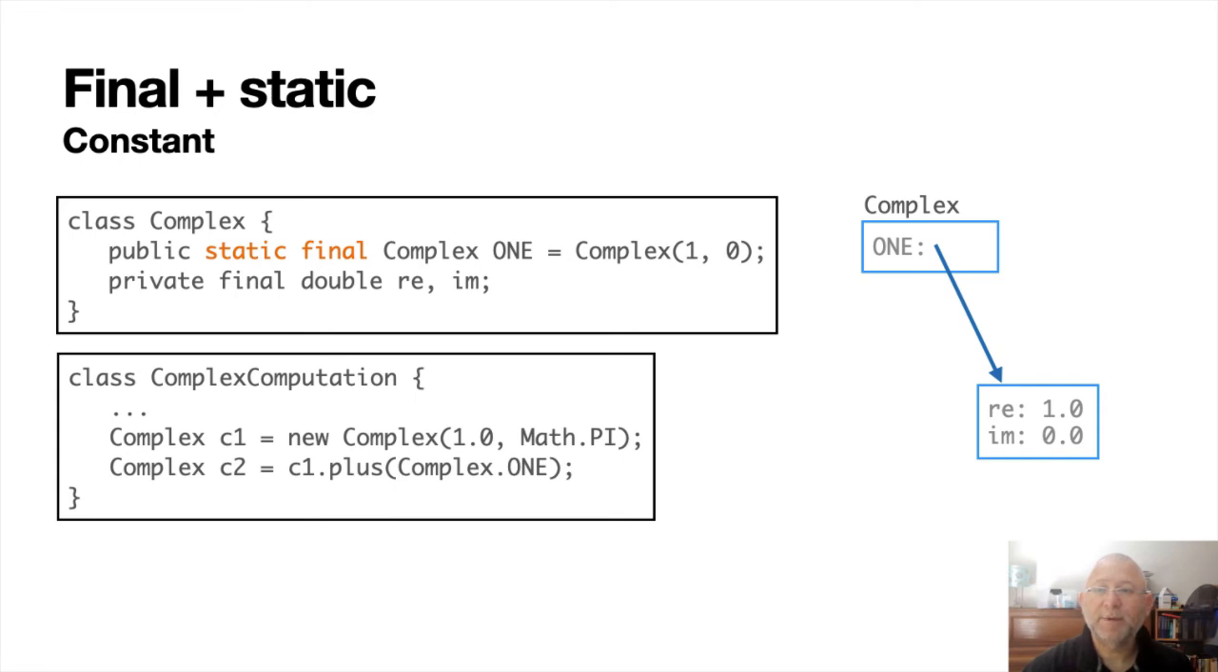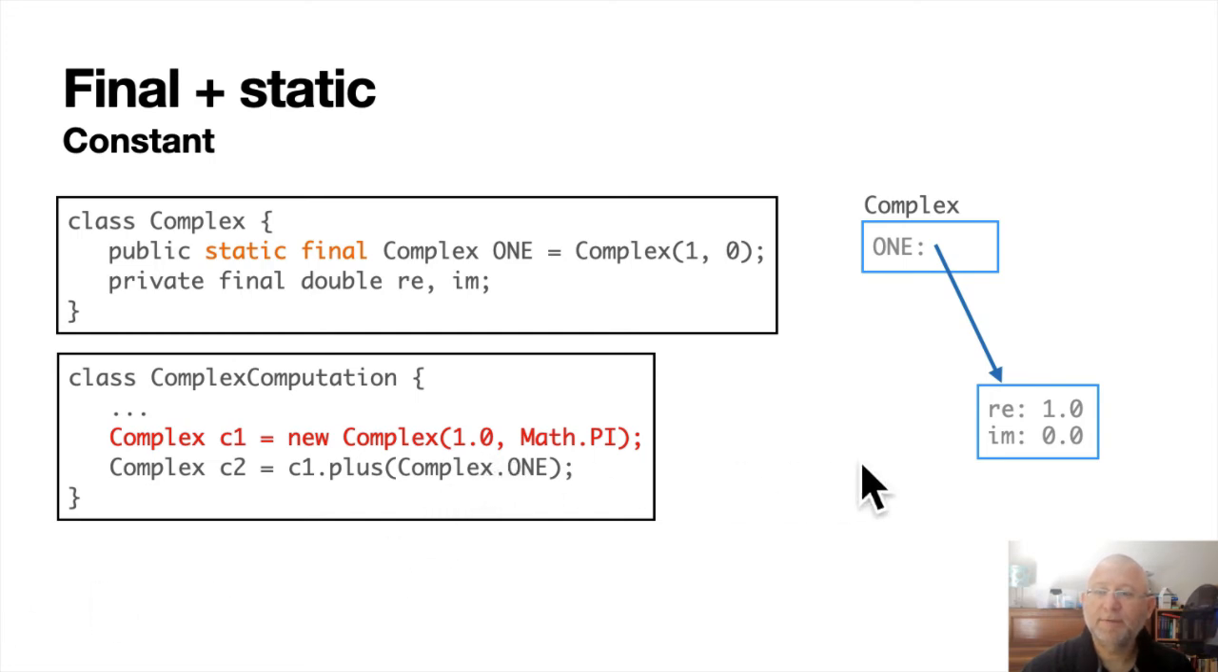So here is a little program, ComplexComputation. Before it even starts, Java creates this static field that will be shared by everyone. So Complex has a static field called ONE, and it's a reference to an instance of this class, of itself. So an instance is created with real part 1 and imaginary part 0, and ONE is a reference to that instance. There's nothing wrong with this. This works perfectly.